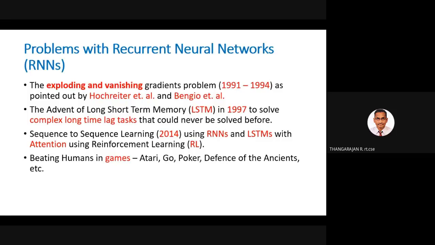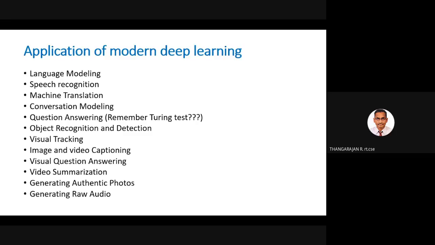For example, if you take the Atari games, Go, Poker, Defense of the Ancients, they are actually computer games. In all these games, neural networks have been doing a very good job, whether it is a recurrent neural network or a CNN. And I'll just sum up with the applications of modern deep learning.